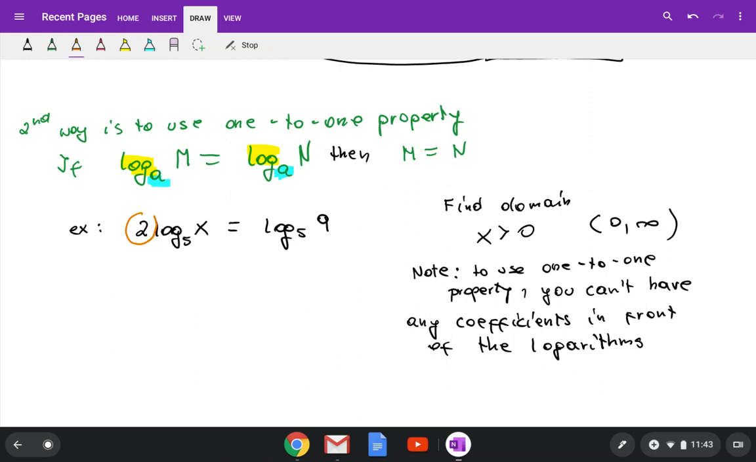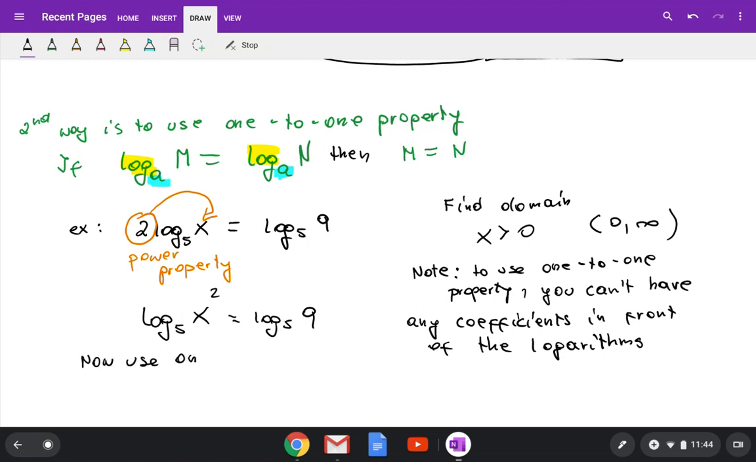So you guys learn properties, okay? We should move that 2 back to the x. We're going to apply the power property. 2 log base 5 of x is equivalent to log base 5 of x squared. I hope you remember that when we had a power, we moved the power in front of the log, or you can put it back. Equal log base 5 of 9. Now that we've cleared the coefficient in front of the logs, we are ready to use the one-to-one property.